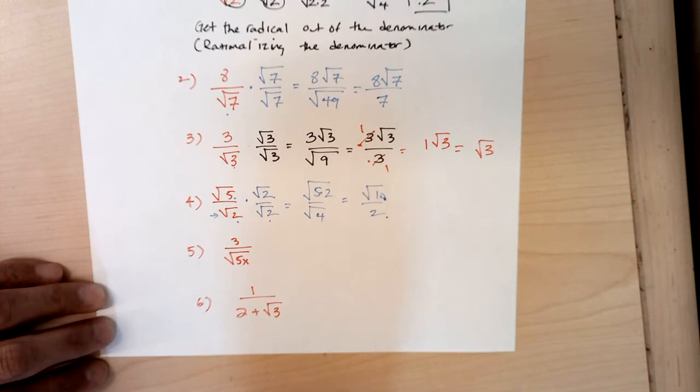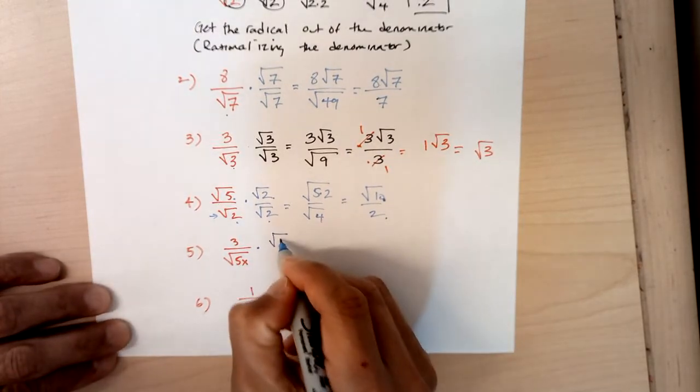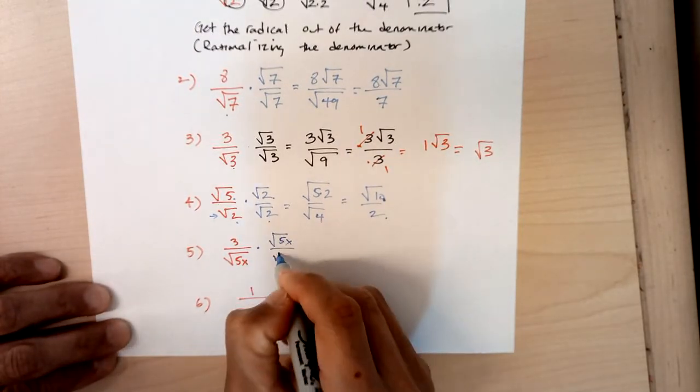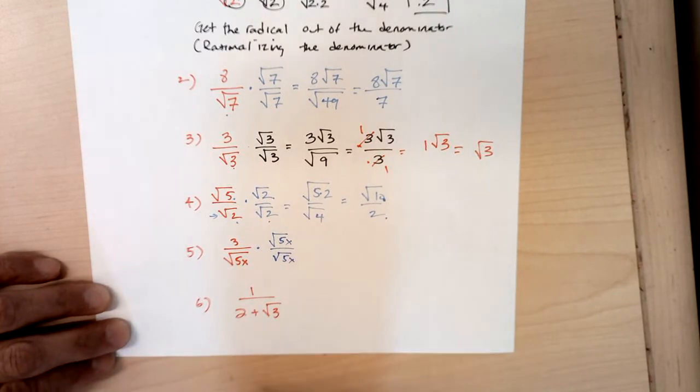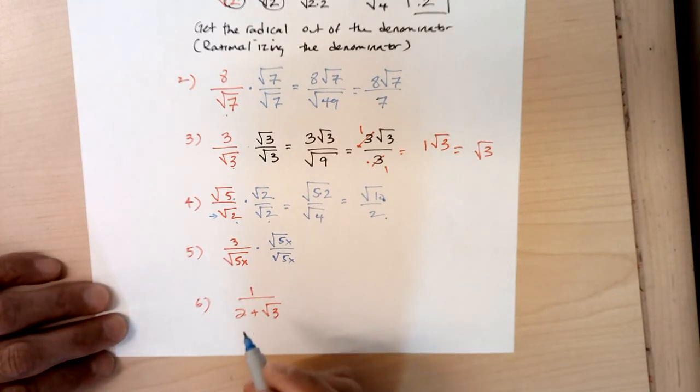On number 5, again, what's most important is the radical in the denominator, which is the square root of 5x. So I multiply both the numerator and denominator by the square root of 5x. Whatever you multiply the numerator by, you have to multiply the denominator by as well. It's kind of like an equation where whatever you do to one side, you have to do to the other.